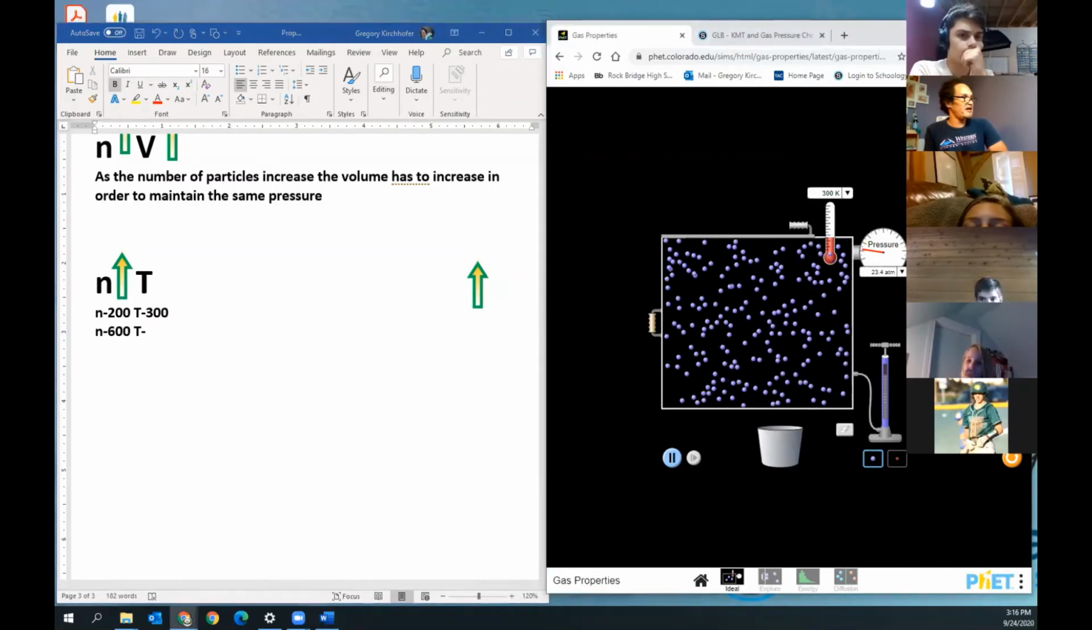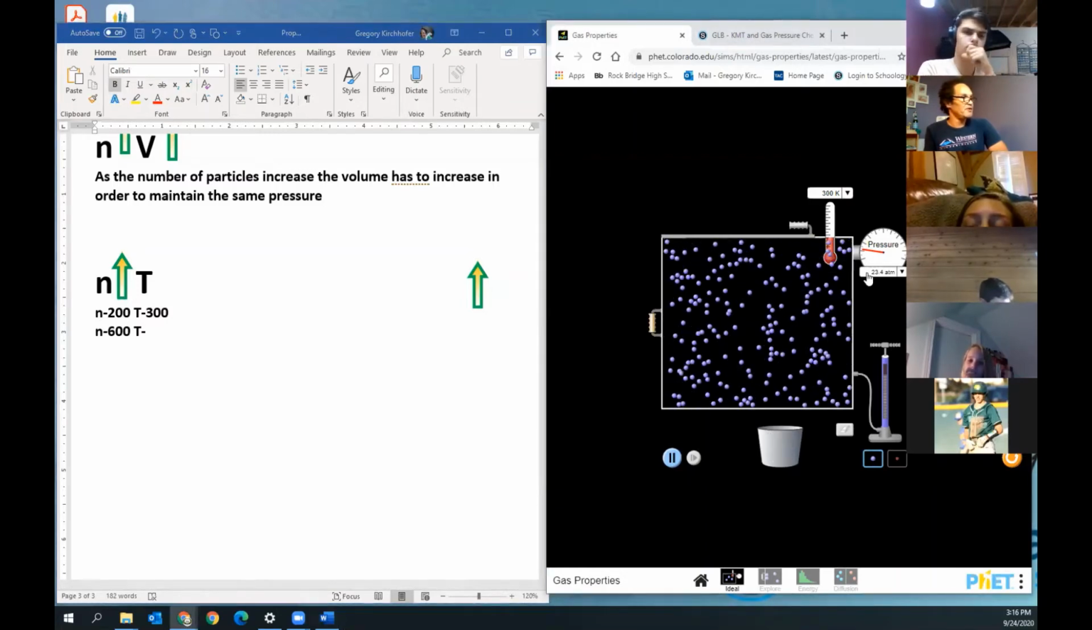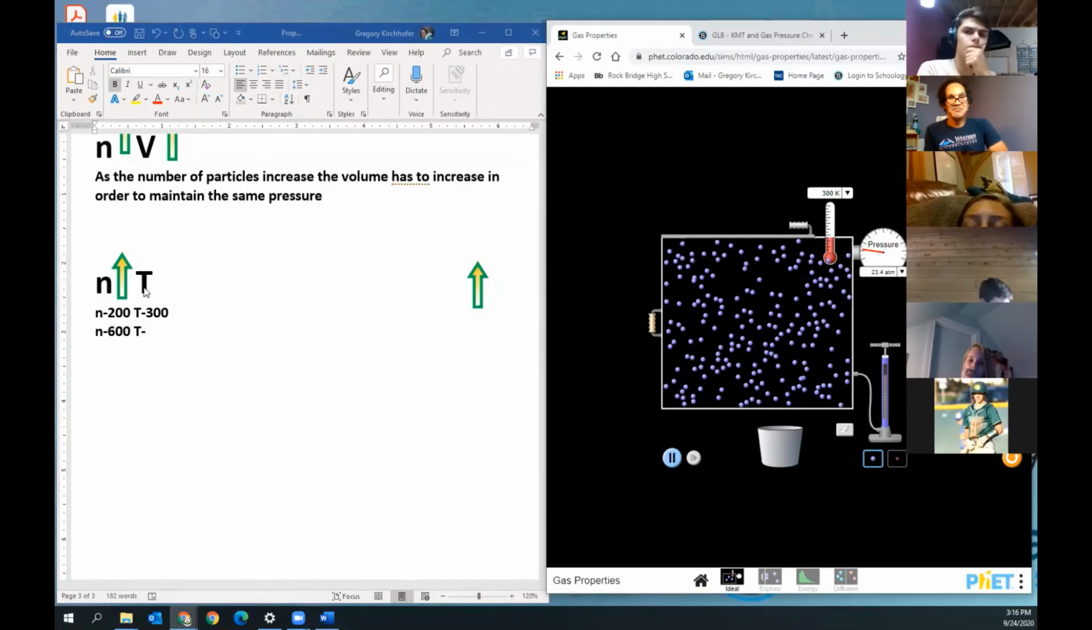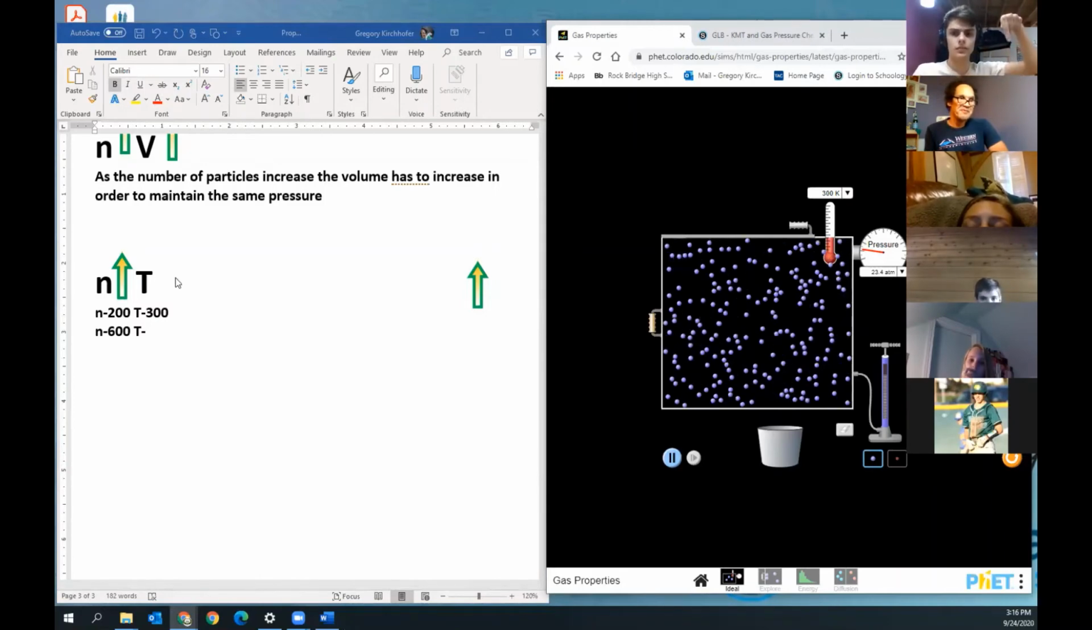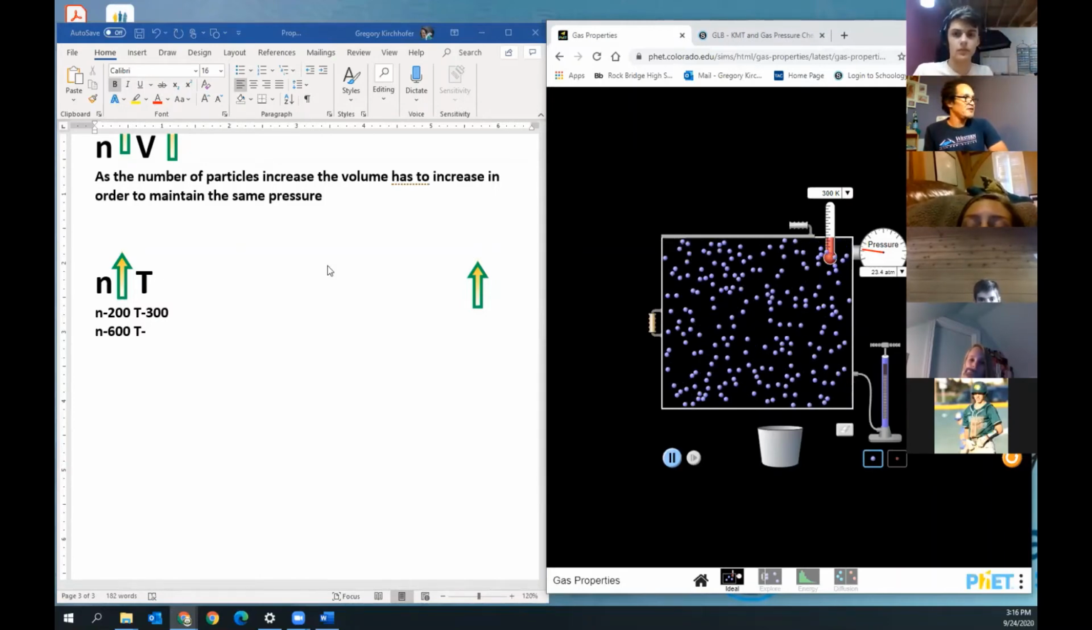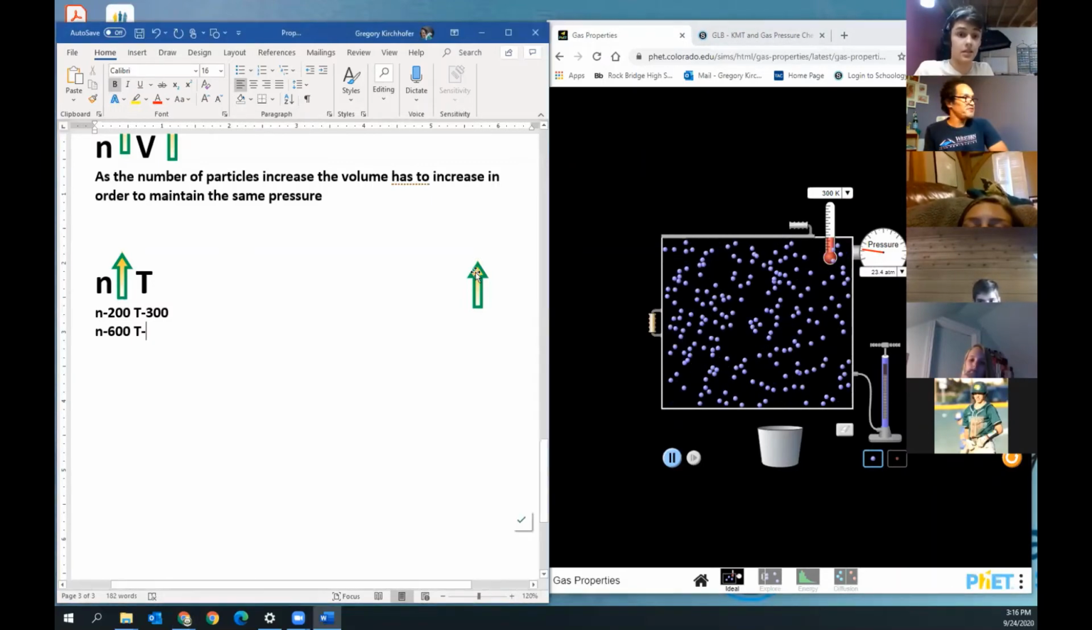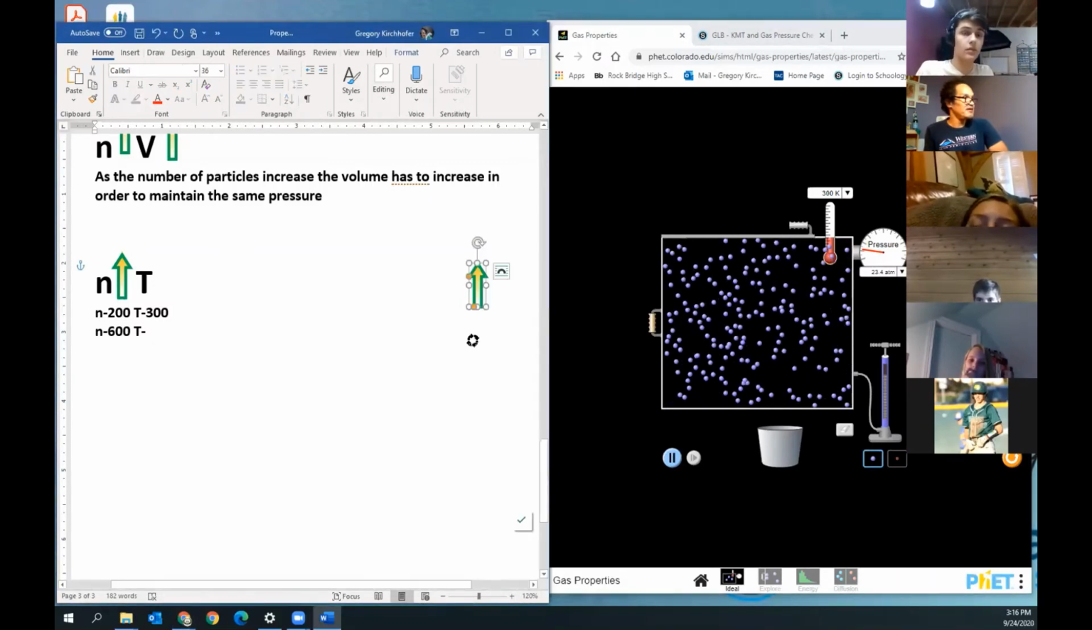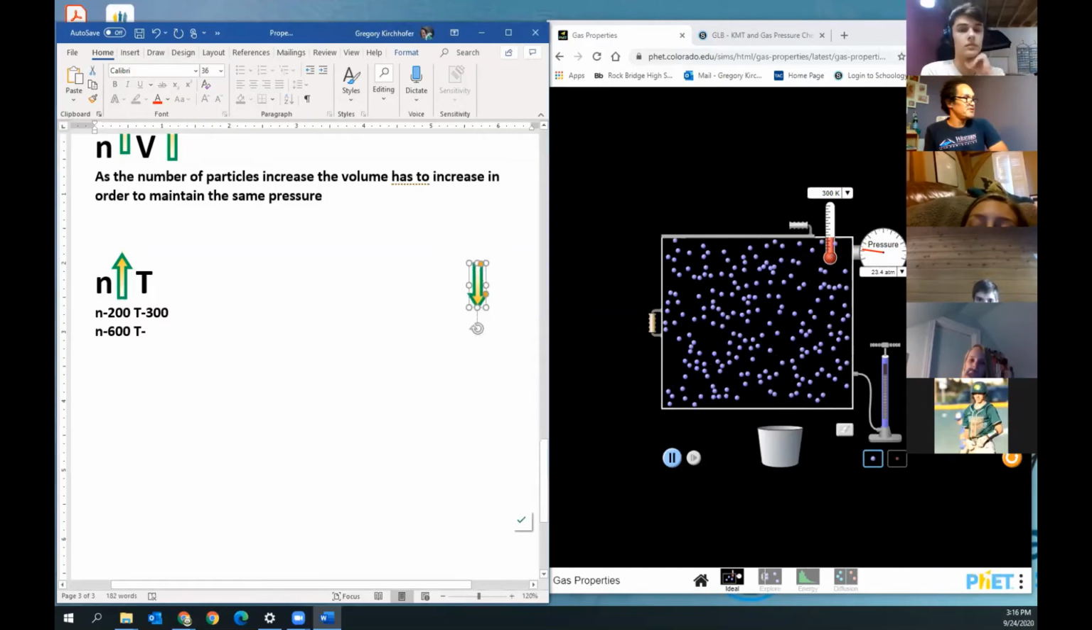Pressure is going to be locked in, 23.4. Do you guys think this is an up, like more temperature, or less temperature? I saw some votes for a down on that. Let's find out. 600. Wow, that's a lot.